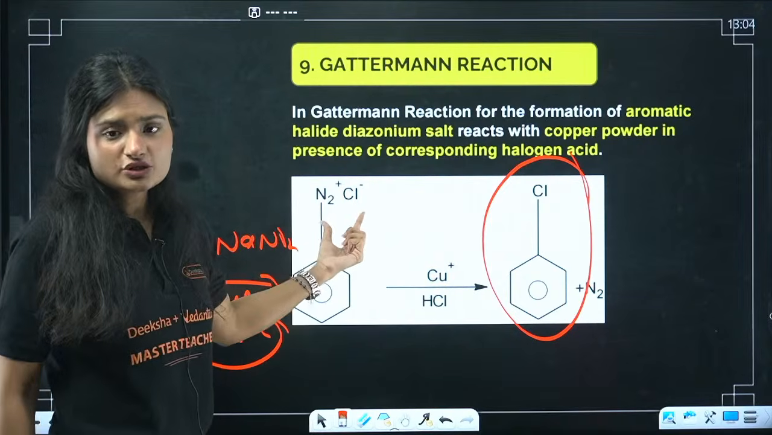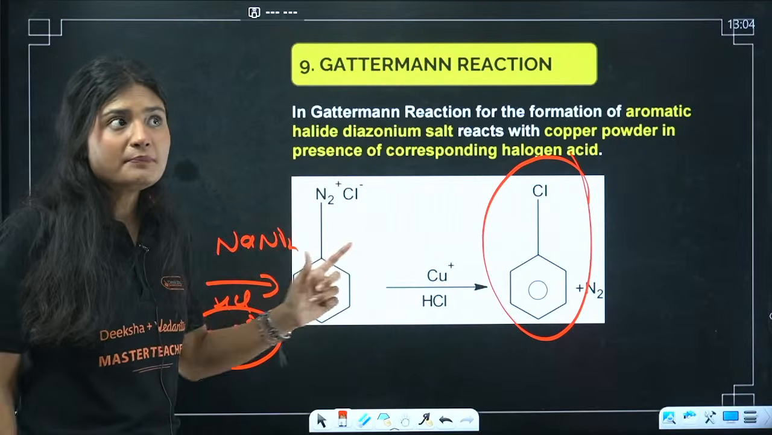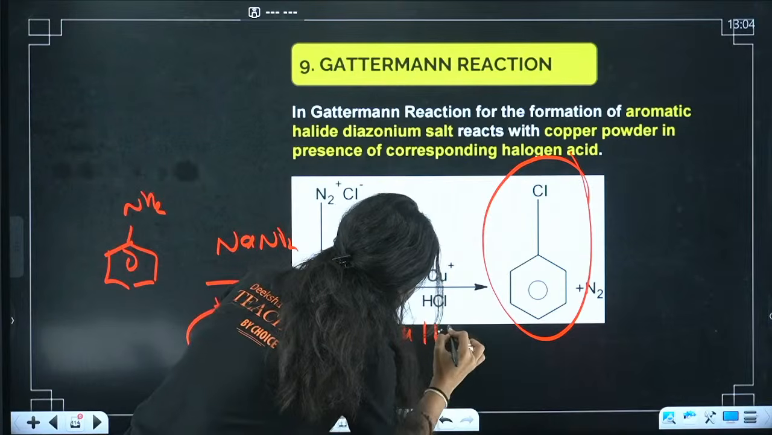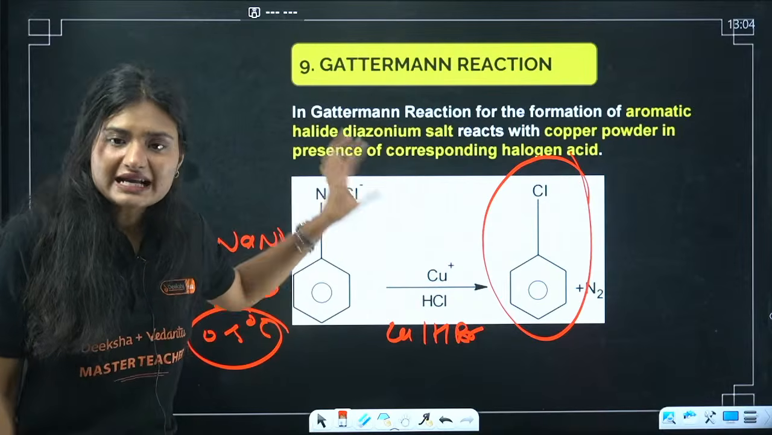It gets converted into diazonium salt. This is very reactive. Diazonium salt, when treated with copper metal and HCl, a halo acid, gives chlorobenzene. Similarly, copper metal and HBr gives bromobenzene. Okay, so this is the Gattermann reaction.